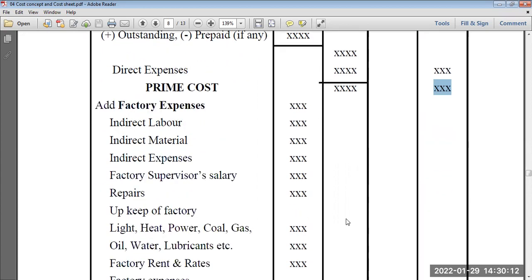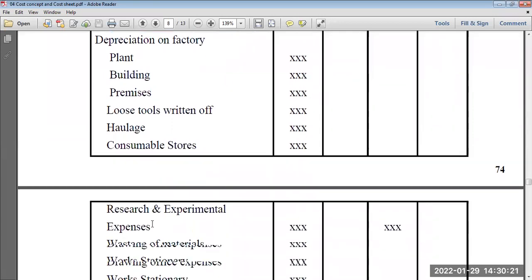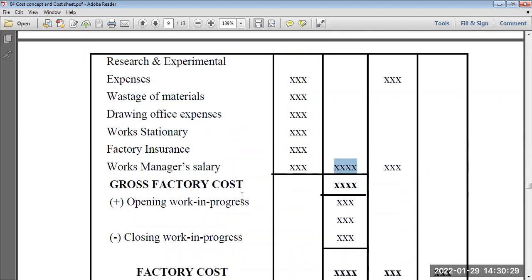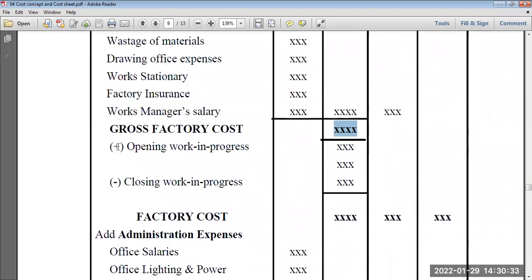Okay. Then plus all factory overheads, one by one. We can write all the factory overheads, all possible factory overheads of that company. Then you add those factory overheads to your prime cost. You will get what is called gross factory cost, minus closing work in progress.